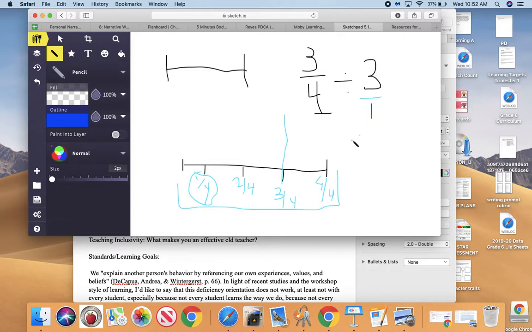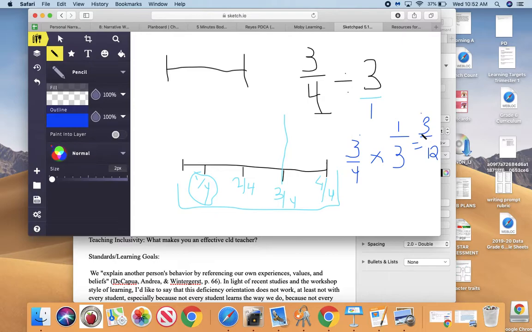We can put our 1 here. We can do 3/4 times 1/3. And that gives us 3/12.